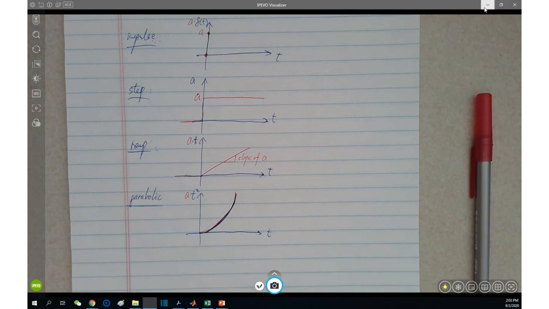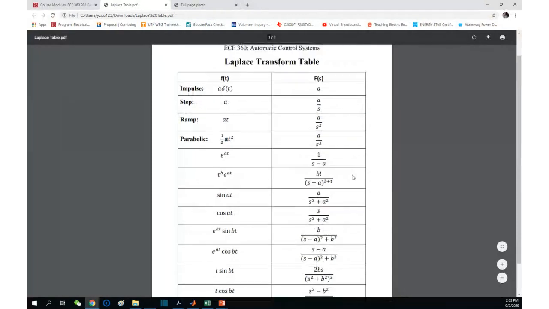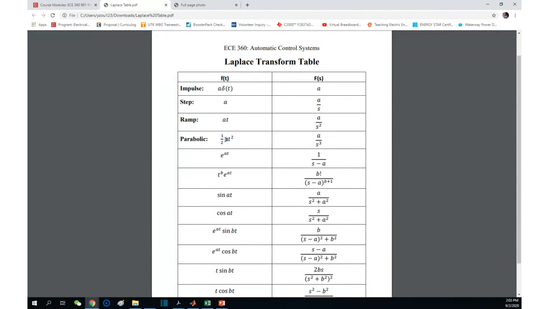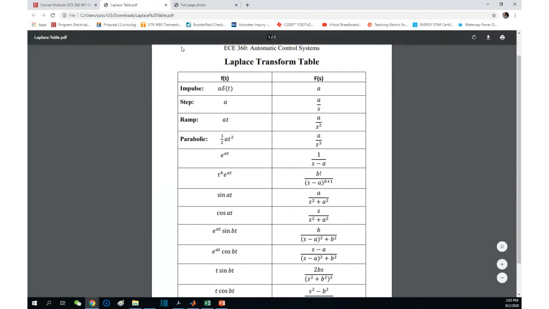So this is how we visualize the signals, and here is the corresponding Laplace transform. Just be careful. Here we have a coefficient of one half for the parabolic, and here we don't. So be very careful. This is a place where it's very easy to make mistakes. This is one of the handouts we're going to use quite a bit.